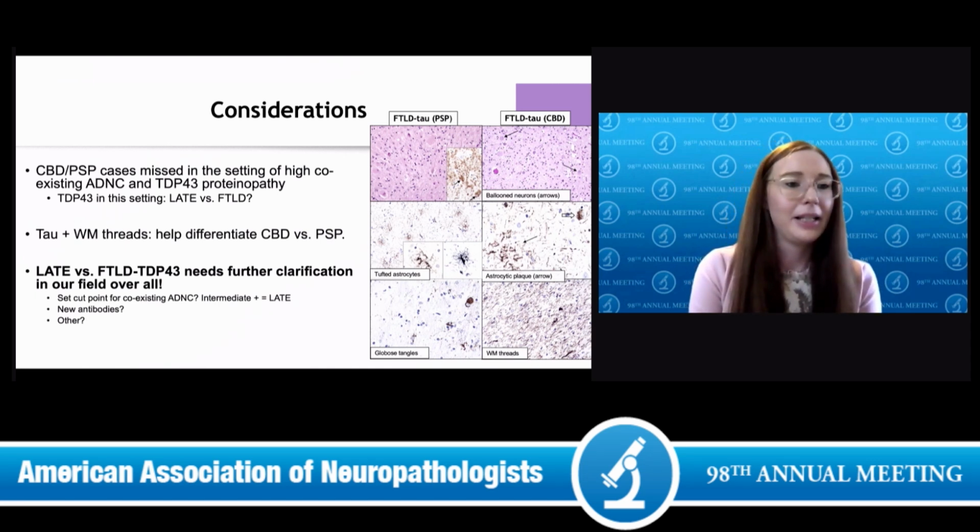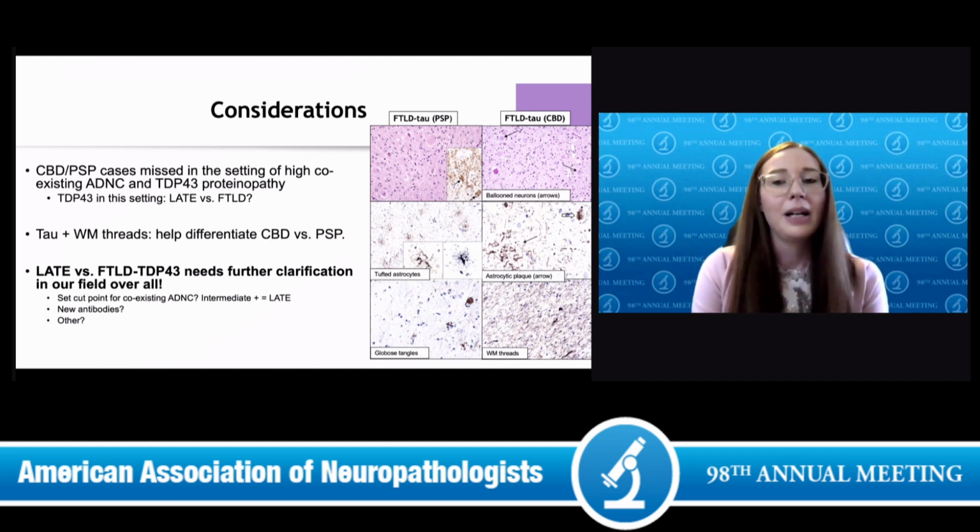Other possibilities are, I've heard that there are some newer antibodies coming out that may be able to accurately differentiate between LATE and FTLD. And I welcome everybody to share their thoughts, if you have any suggestions or experience.